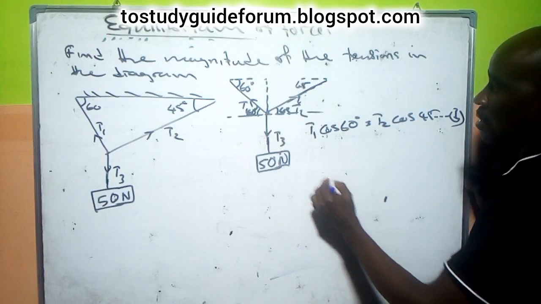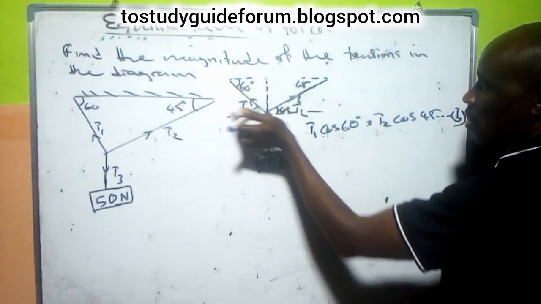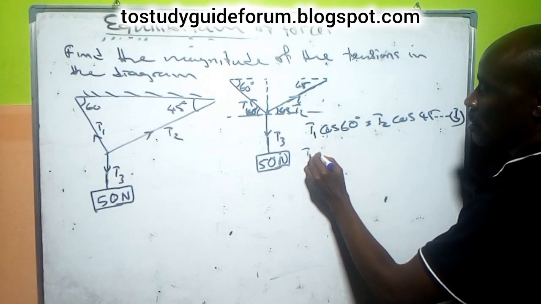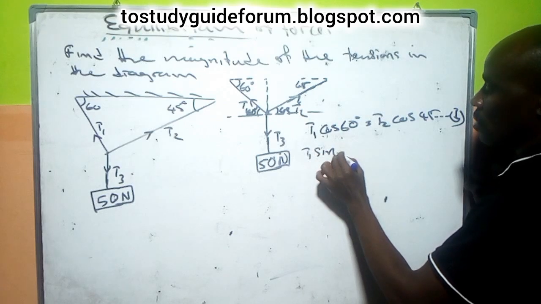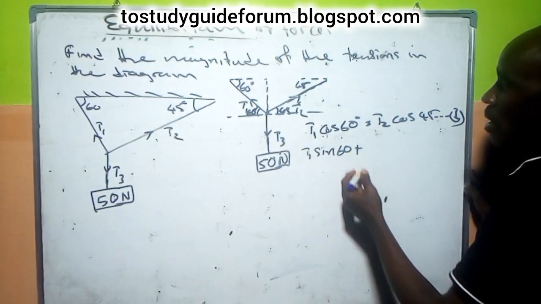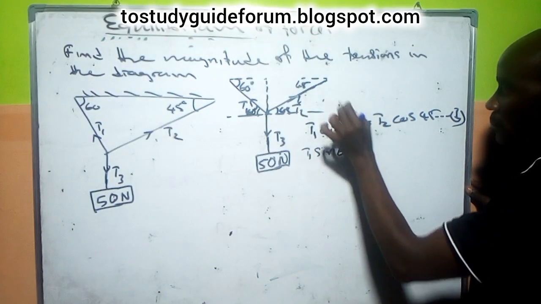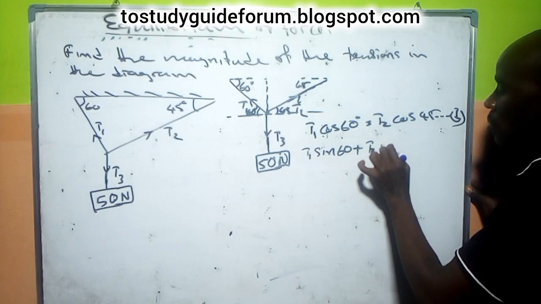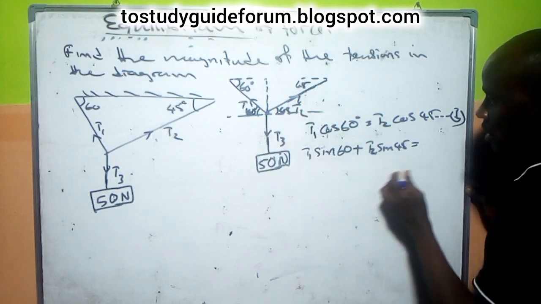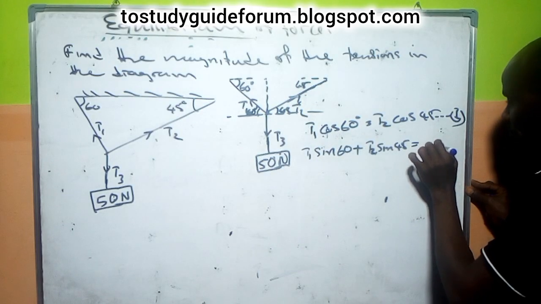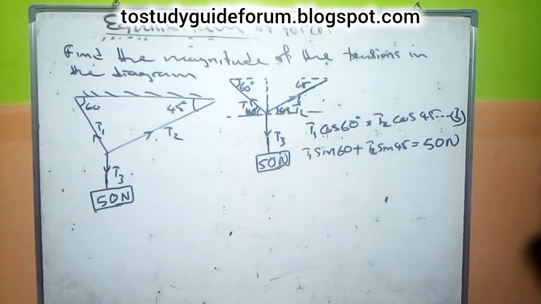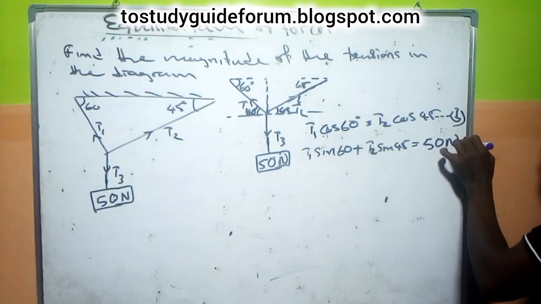The next one we have is the vertical component. In the vertical component, we have two forces going up. So we have T1 sine 60 plus, because two of them are in the same plane, T2 sine 45, equal to the other one we have here, that is the 50 Newton or T3 as the case may be. This is our equation 2.